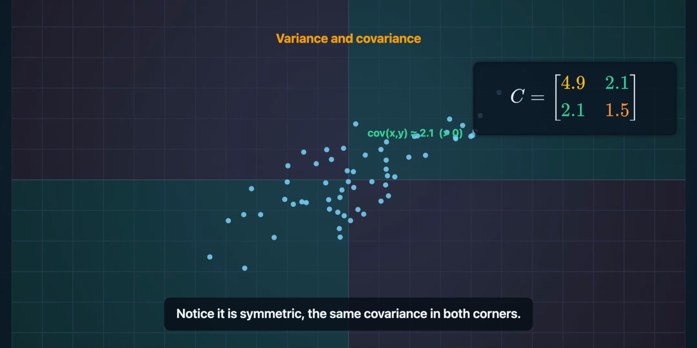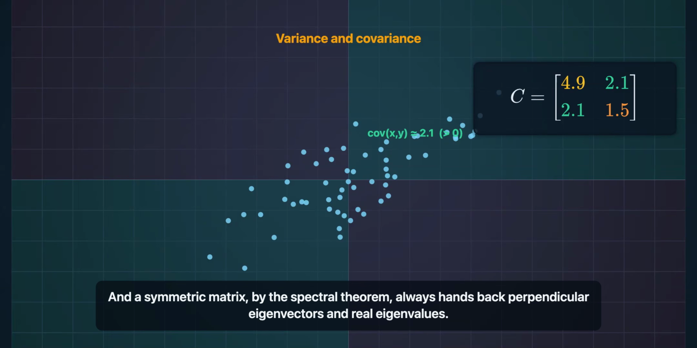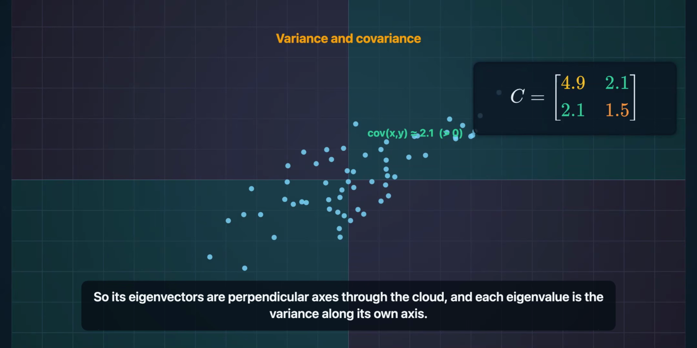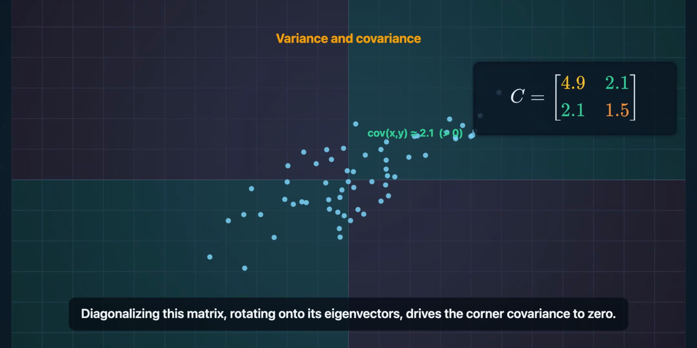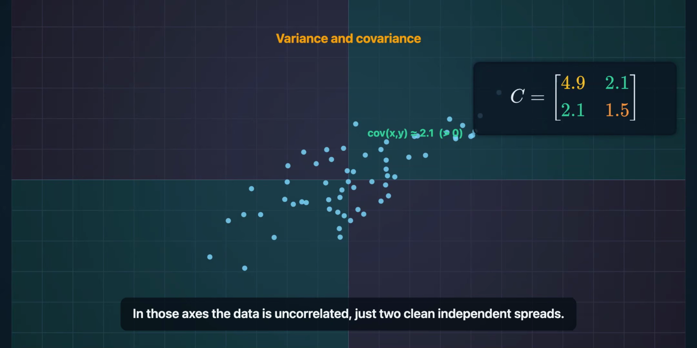Notice it is symmetric, the same covariance in both corners, and a symmetric matrix, by the spectral theorem, always hands back perpendicular eigenvectors and real eigenvalues. So its eigenvectors are perpendicular axes through the cloud, and each eigenvalue is the variance along its own axis. Those axes are the principal components we are about to find. And here's the punchline. Diagonalizing this matrix, rotating onto its eigenvectors, drives the corner covariance to 0. In those axes, the data is uncorrelated, just two clean, independent spreads.